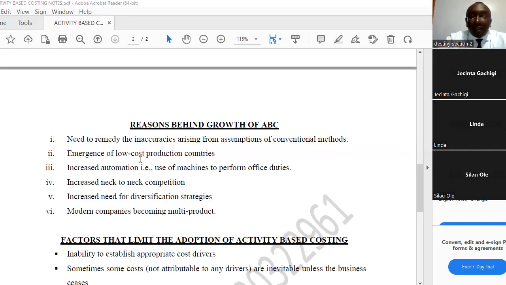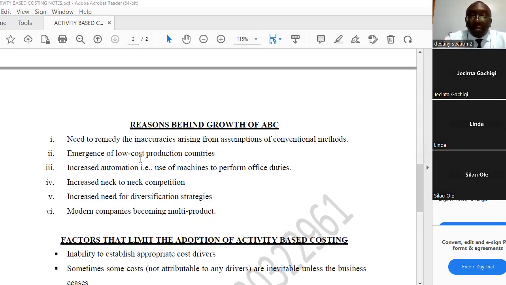Number 5 is what we call increased need for diversification. When competition comes and you do not play your cards well, you are likely to be defeated. So when you are defeated, you need to look for alternatives. And this is what we now call diversification. You do not just diversify. You need to be very accurate. Otherwise, you may try to diversify and then you end up killing yourself.